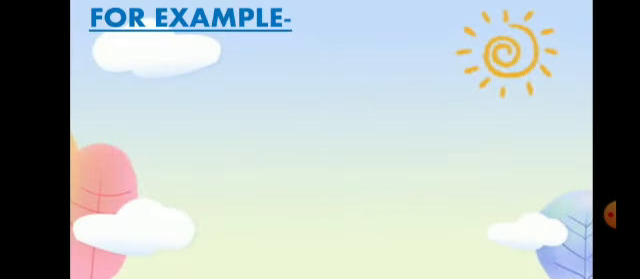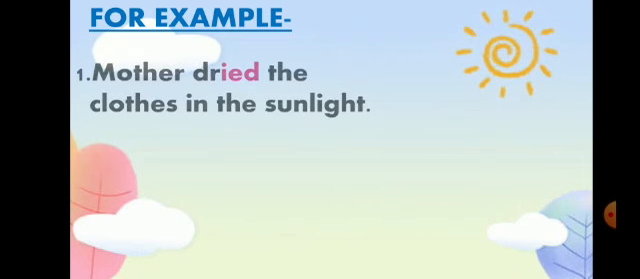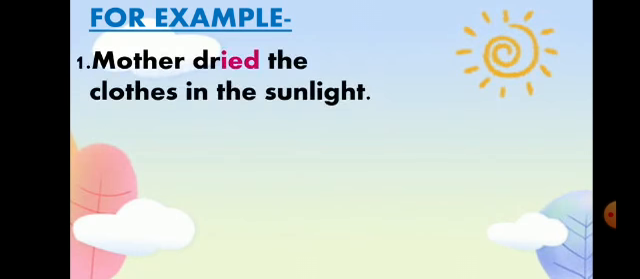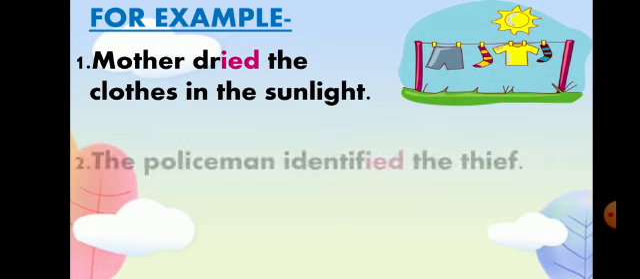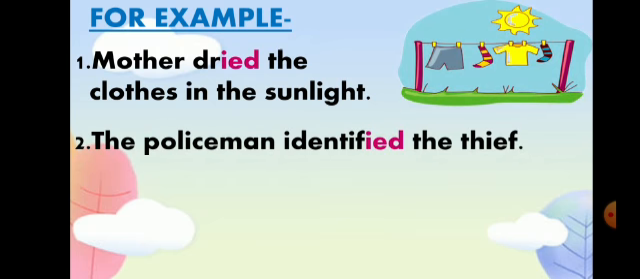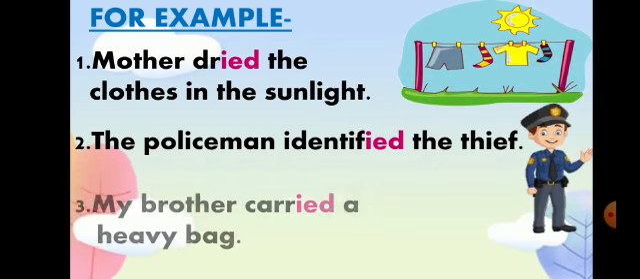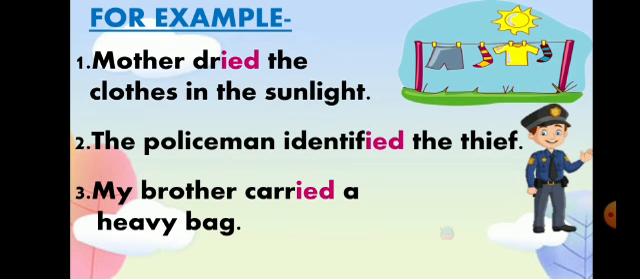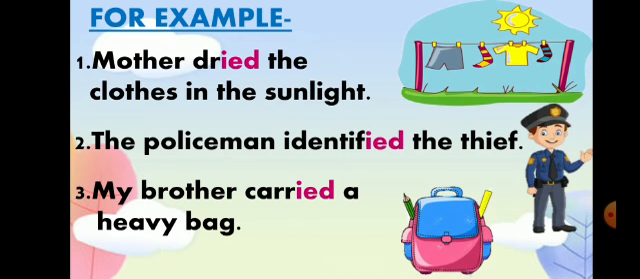Now here are some examples of ied added verb forms. Mother dried the clothes in the sunlight. The policeman identified the thief. My brother carried a heavy bag. Here you can see that in the verbs like dried, identified, and carried, we have dropped the y and added ied.